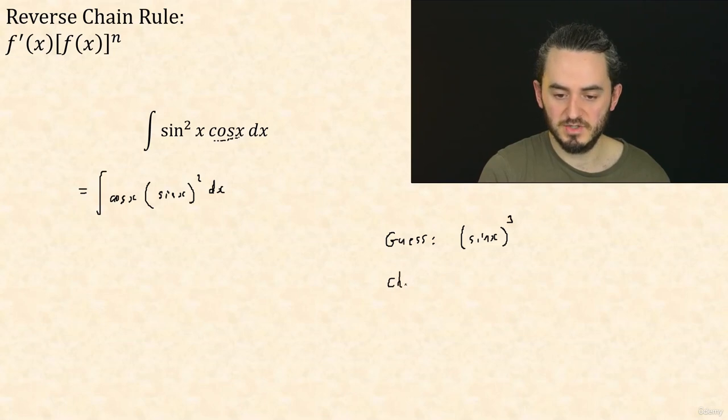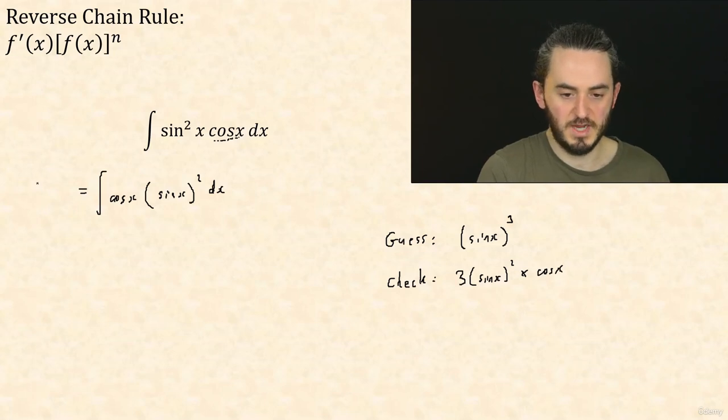So I'll check just to check that the numbers are right. So power comes down to the front and drops by 1. And then I multiply by the derivative of the bracket, which is cos x. And then I check to see how does that compare to this. Well, it's 3 times too big, which means my guess was good, but 3 times too big. So I'll just divide my guess by 3. So 1/3 sine x all cubed, or sine cubed x.